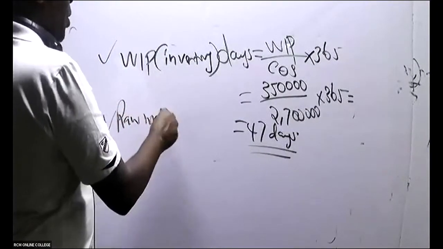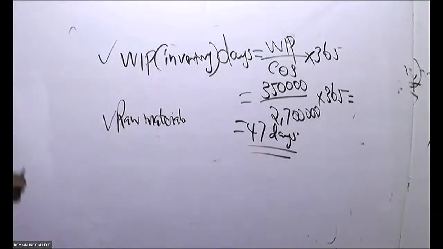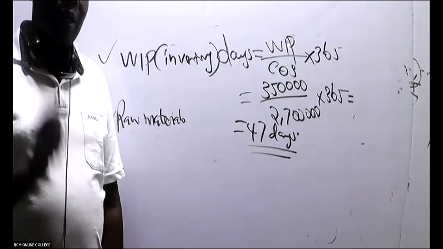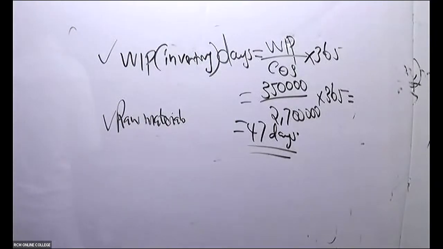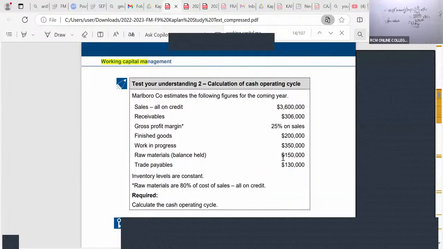Raw materials, you have to be very, very careful. Because raw materials are part of inventory, yes. But now here you have to be very careful. Why must you be very careful with raw materials? Look at this. These raw materials, balance held is 150,000. But now the question is, what should I divide these raw materials here with?